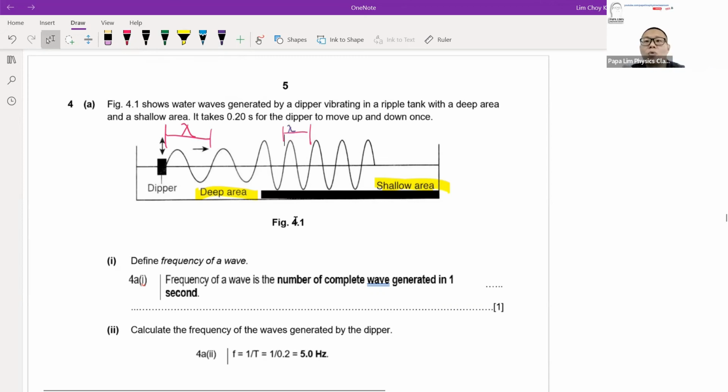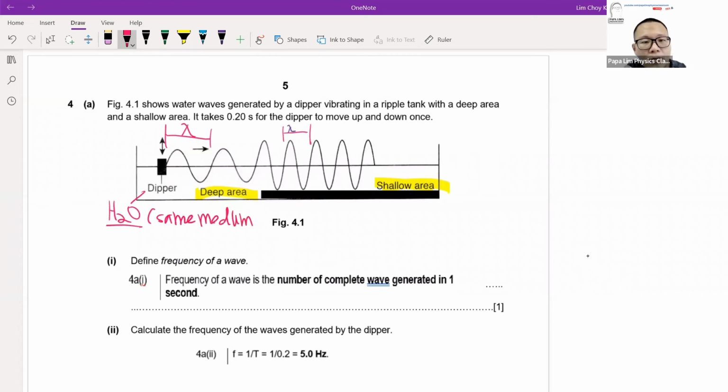So this is the clue the question is trying to tell you: it is talking about the water wave in the deep area and in the shallow area. You're talking about the wavelength in the deep area and the wavelength in the shallow area. And one of the things hidden behind this question is that the whole question revolves around the medium, water. It's the same medium.